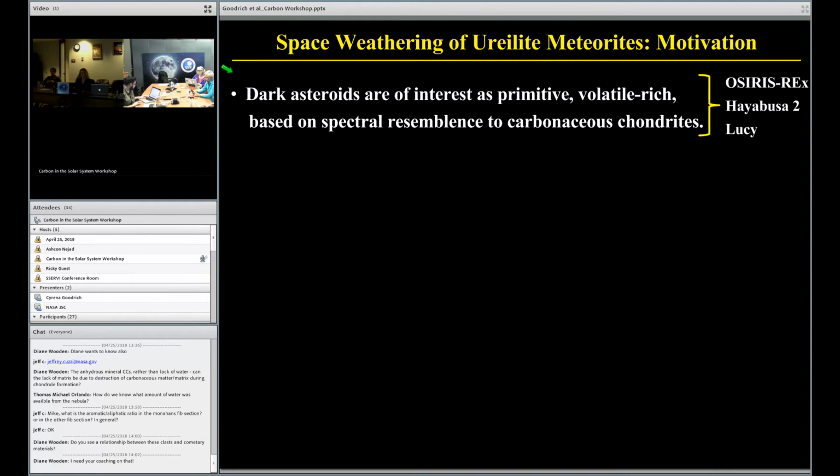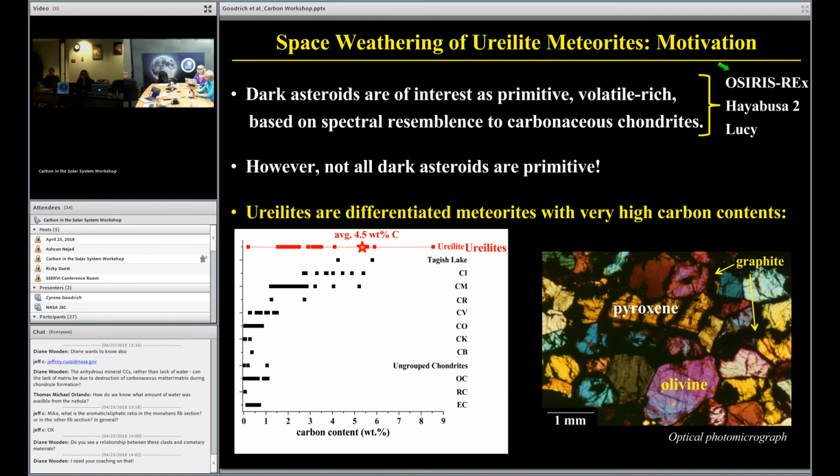Now, the motivation for this work is that dark asteroids have become objects of great interest these days, and in fact, the objects of quite a number of missions to asteroids, because they're thought to be primitive, volatile-rich materials. This is based mainly on their spectral resemblance to carbonaceous chondrite meteorites. However, not all dark asteroids are primitive, and basically the reason we know this is because the Ureilites exist.